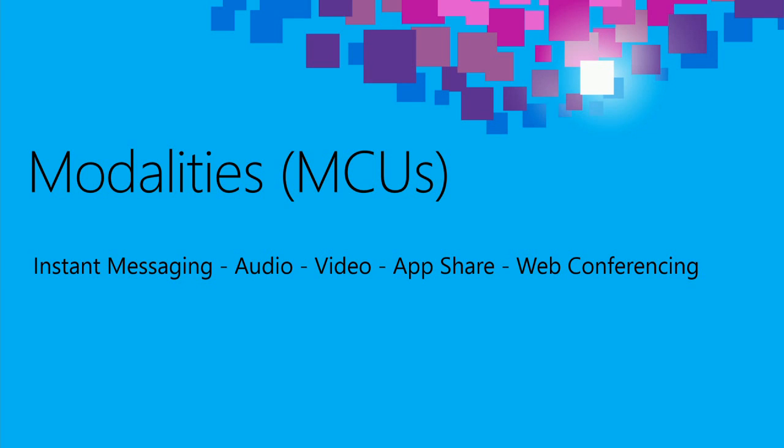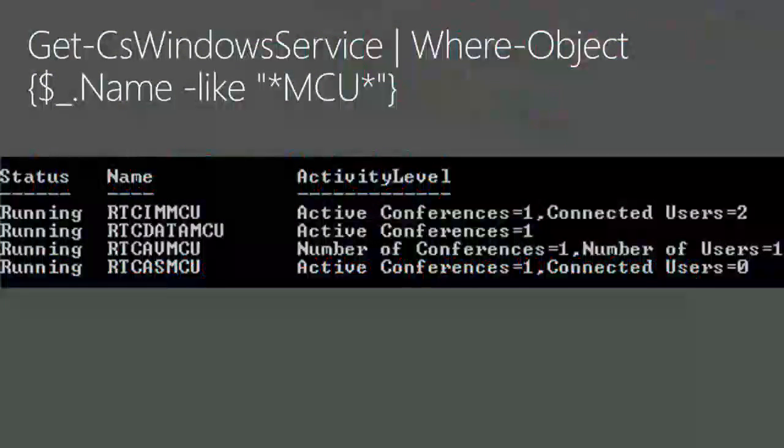Excuse me. So the different modalities or the different MCUs. We have the IM, audio, video, app sharing, and web conference. And those are actually represented as services. And if you run the Get-CsWindowsService where name like MCU, you will find those services and see all the active conferences on those services.